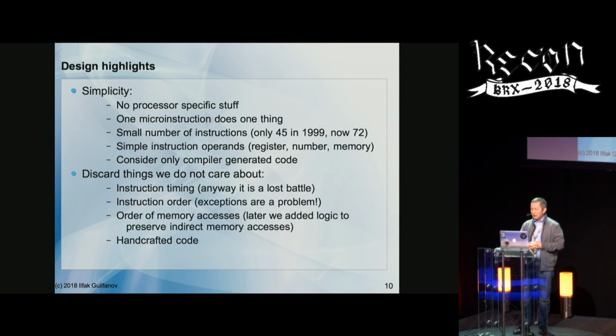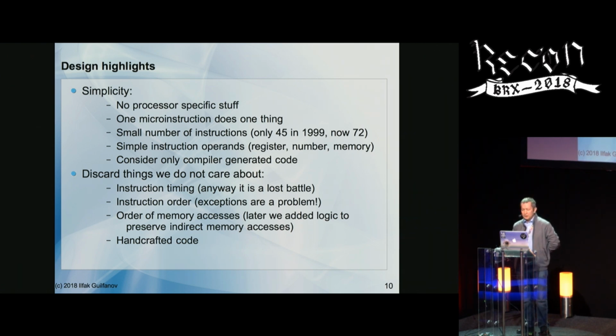What are the design highlights behind the microcode? We want to keep things simple, especially at the beginning. No processor-specific stuff at all. The microcode is the same for all processors. One micro instruction does simply one thing. There are no side effects at all. A very small number of instructions. The less number of instructions we have, the easier for us to handle things. Now we have 72. Back before we had even less.